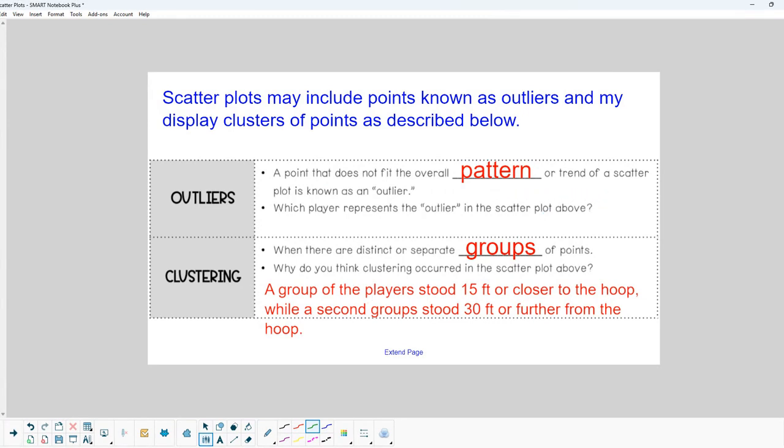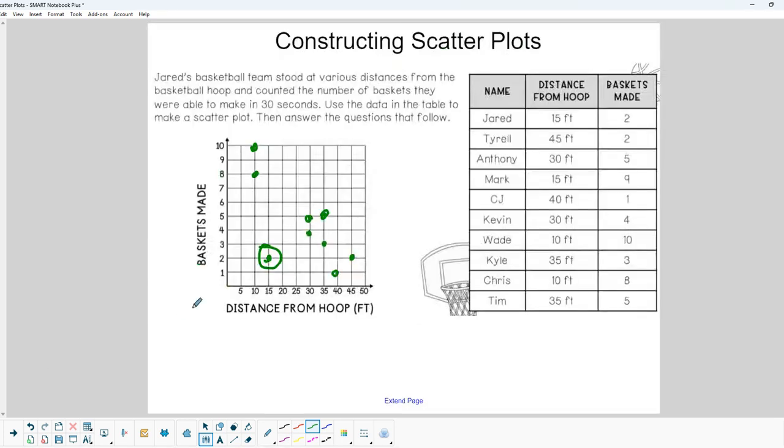So in our scatter plot we were looking at, what player was 15 feet from the basket? That would be Mark, right? Oh no, it would be Jared, 15 and 2. Did we skip one? 15 and 9? I think we may have skipped a point back when we were plotting those. Did we skip any others? 30 feet and 5. I'm just double checking. Sometimes you have to double check what you've done. Okay, looks like that's the one we missed. So this one's kind of the oddball. So that would be Jared, right?